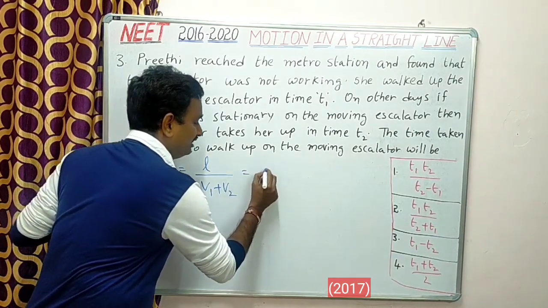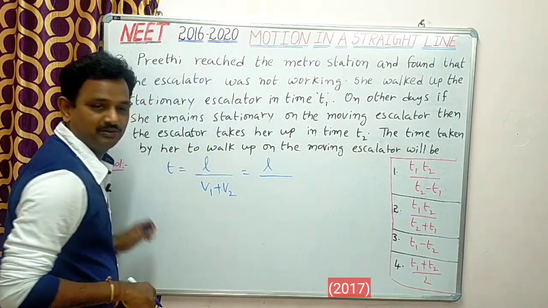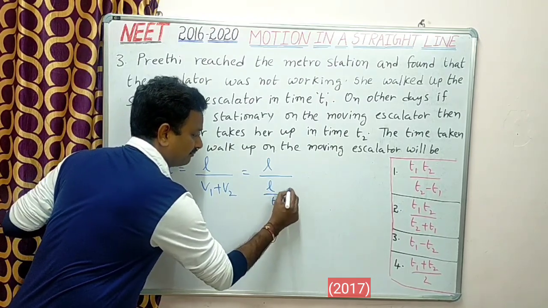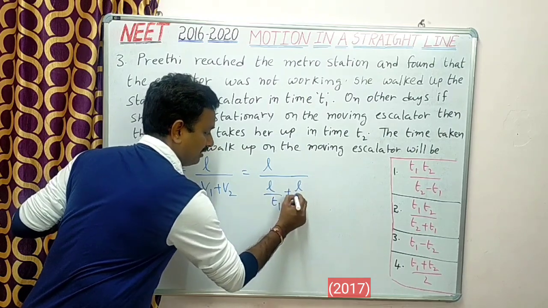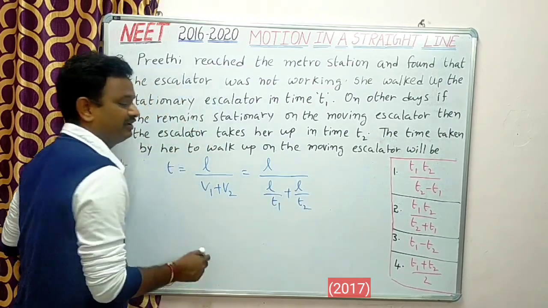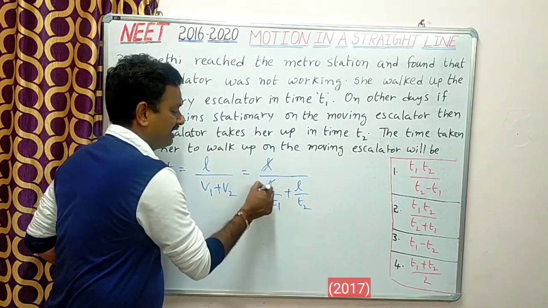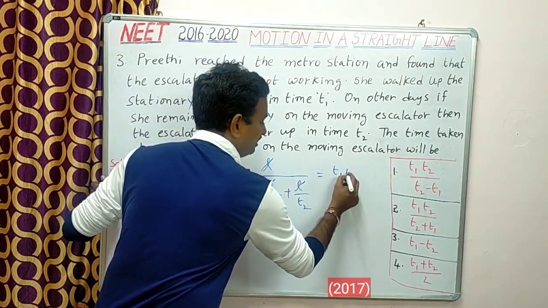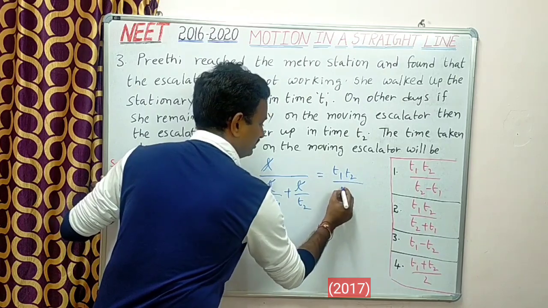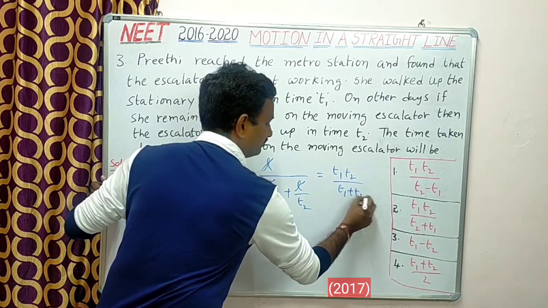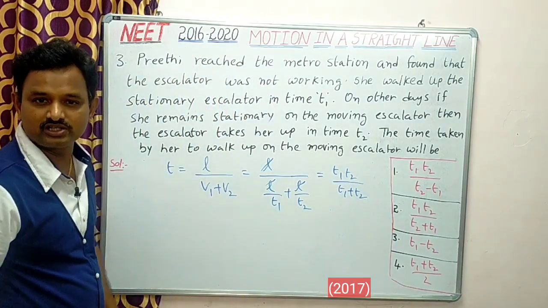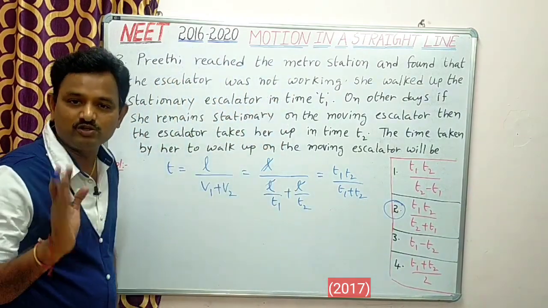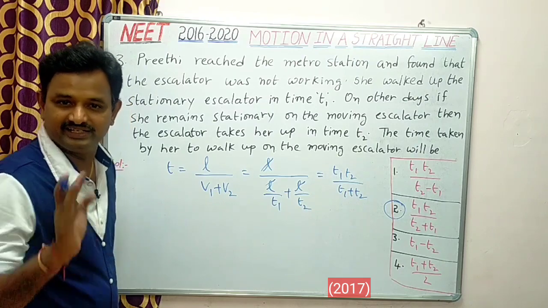Okay. So that is equal to L by V1, which means I will write L by time T1. V2 means L by T2. So if I commonly write, L will be cancelled. So what will I get? I will get T1 T2 by T1 plus T2. So if you observe the options, option 2 is the answer. Now we will go for 2018.